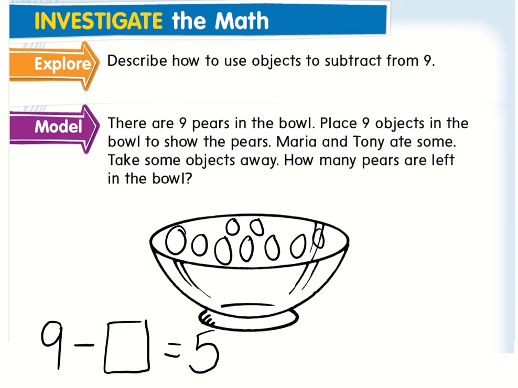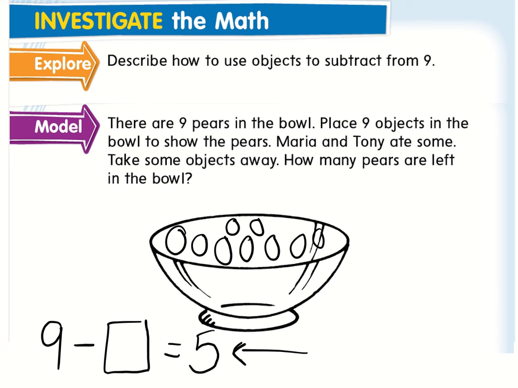How would you figure this out? I have 9 pears, Maria and Tony ate some of them, and I know that I have 5 left. What would you do? Give you a second to think that over. Now, this is the strategy for Mr. Cook. I know that I have 9 pears, so that's what I have in the bowl right now. If I eat some of them, we really don't know how many we ate, but I know how many I have left.